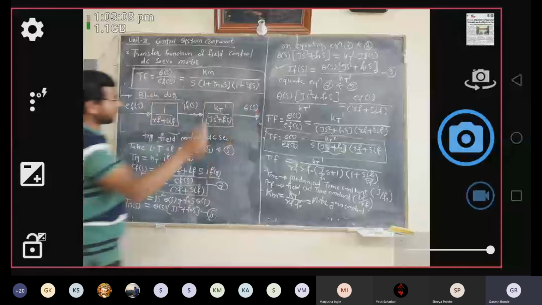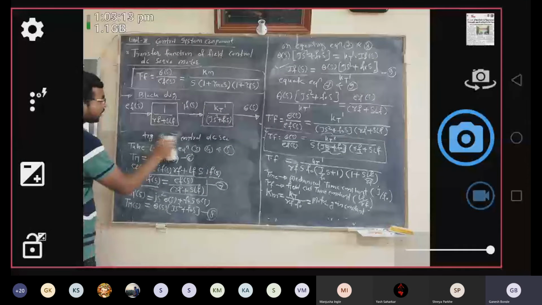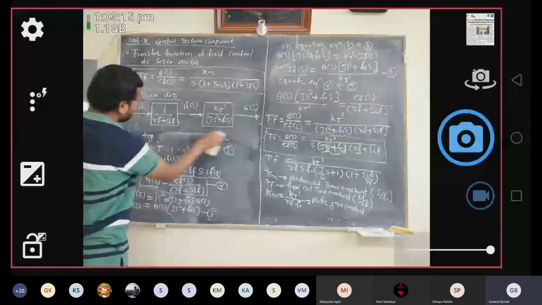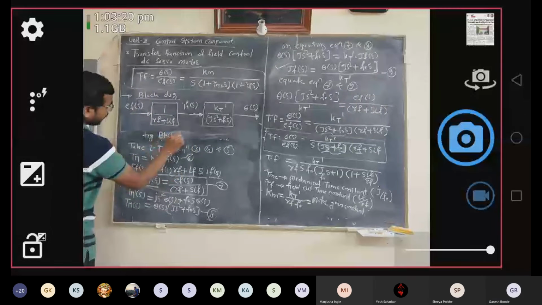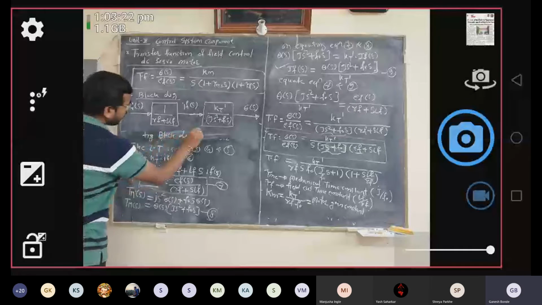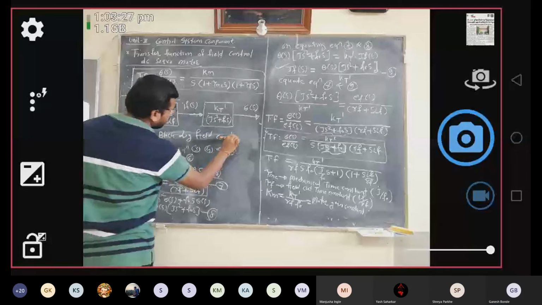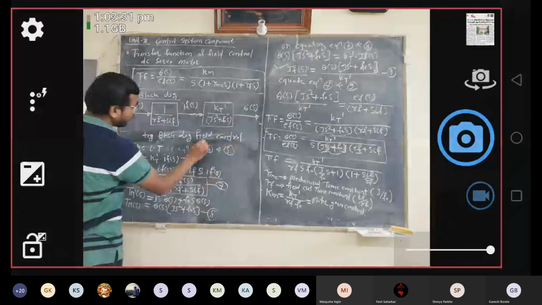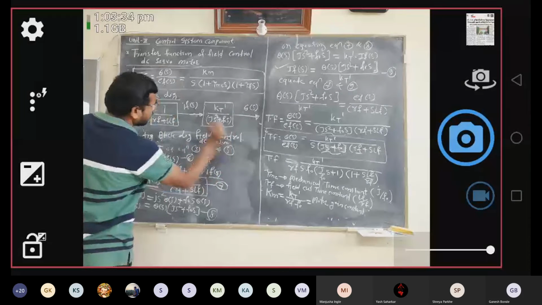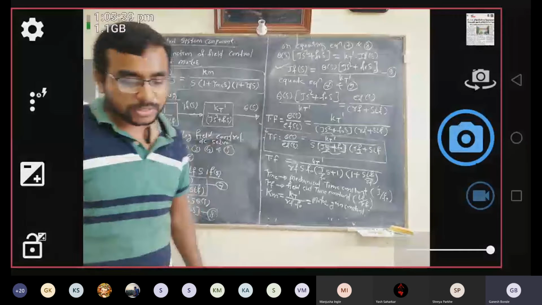So give a figure name to this block diagram: block diagram representation of field control DC servo motor. What are your observations from the block diagram representation of this field control DC servo motor?